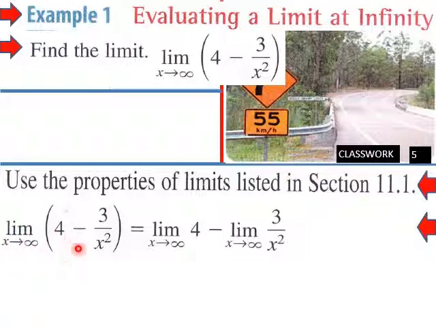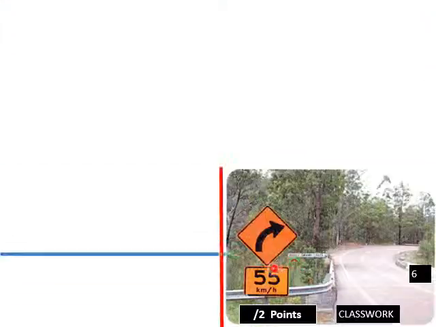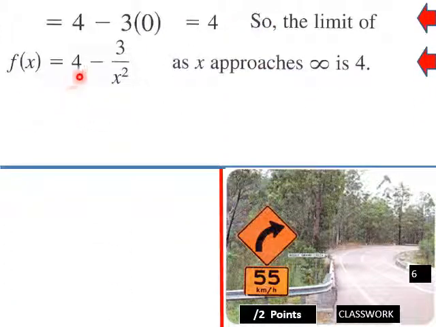The limit as x goes to infinity of 4 minus 3 over x squared equals the limit as x goes to infinity of 4 minus the limit as x goes to infinity of 3 over x squared. And this can be further reduced down. We pull this 3 out here, and we have this factor out in front of this limit, 1 over x squared. And then we can reduce it to this: 4 minus 3 times 0 will equal 4. So the limit of f of x equals 4 minus 3 over x squared as x approaches infinity is 4. Because as this goes to infinity, this number gets smaller to the point where it's pretty much 0.